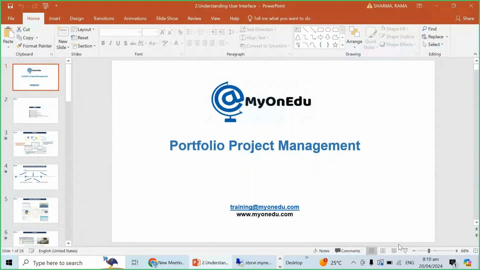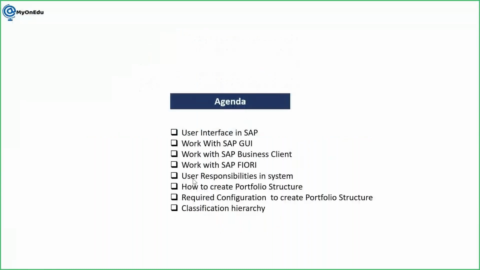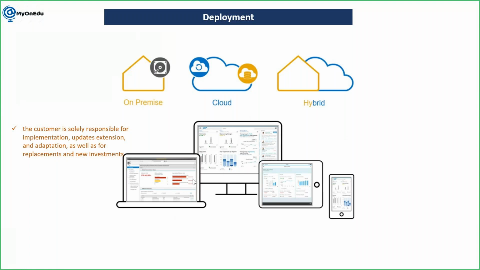Okay, so just let me recap what exactly we have discussed in the previous session. In the previous session, we discussed the concept of EPPM, Enterprise Portfolio and Project Management, which has four major modules on premise. First is Project System, then PPM, Portfolio and Project Management, then CPM, Commercial Project Management, and then EPC, Enterprise Project Connection. These are the four basic modules which come within EPPM, Enterprise Portfolio and Project Management.